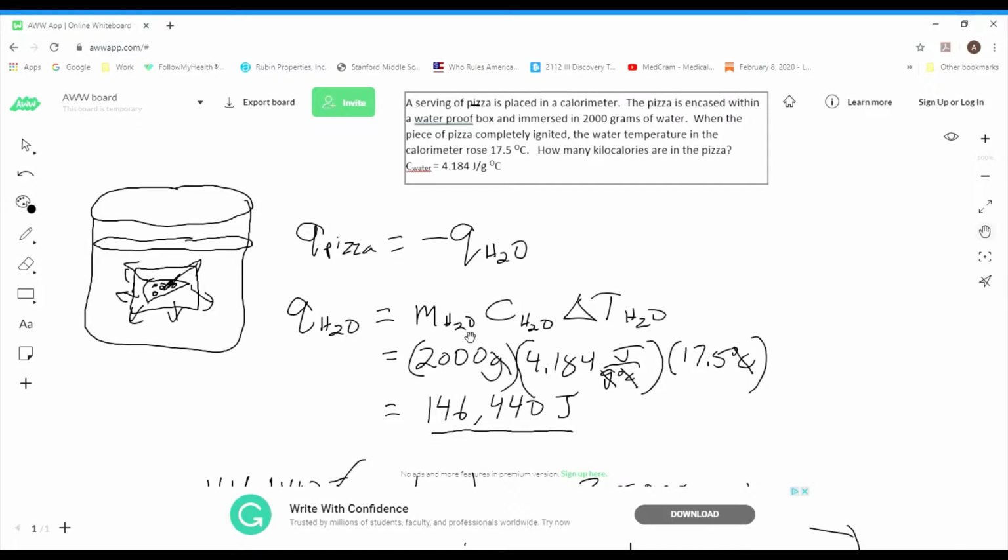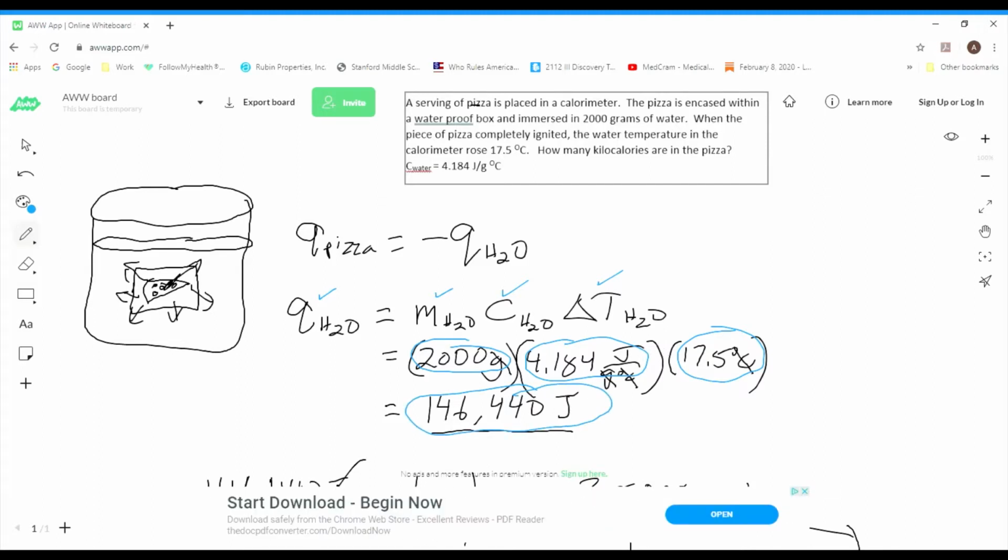So Q of the H2O is the mass of the H2O times the specific heat capacity of the water times the change in temperature. We figured out the Q of the H2O because we had the mass of the water, the specific heat capacity of the water, and the change in temperature of the water. Plug those in. Here's the mass of the water, here's the specific heat capacity of the water, and the temperature change of the water. That gave us 146,400. That was our joules.